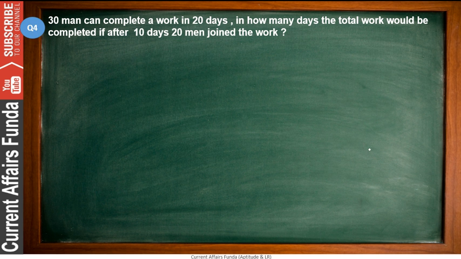The question number 4 here. Question 4 is saying, friends, 30 men can complete a work in 20 days. Okay, so this question is tricky, and friends, I will tell you, you can solve this question in basically 2 ways. Okay, so see, 30 men can complete a work in 20 days. In how many days would the total work be completed if after 10 days 20 men joined the work?